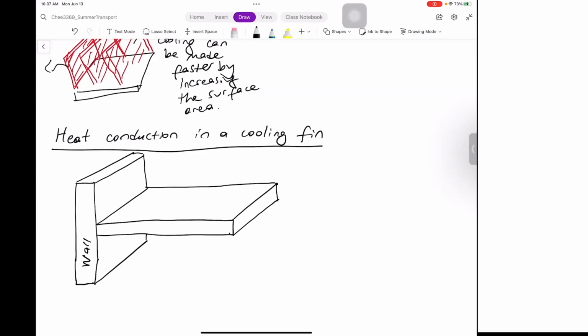And let's talk a little bit about dimensions. So this fin has a length of L. It has a thickness of 2b. Well, actually, we're not going to lose anything if we call it b. Let's call it b. And we have a width of w.